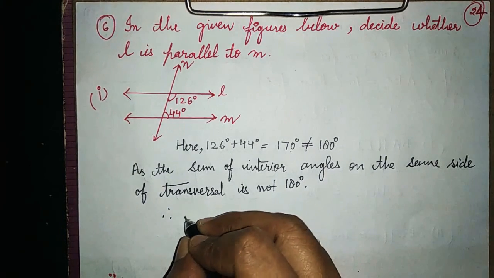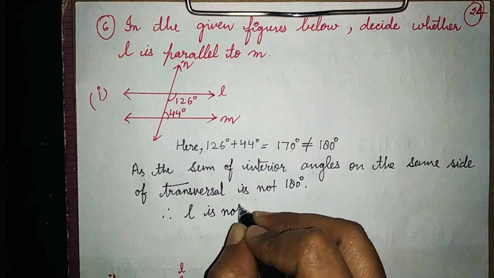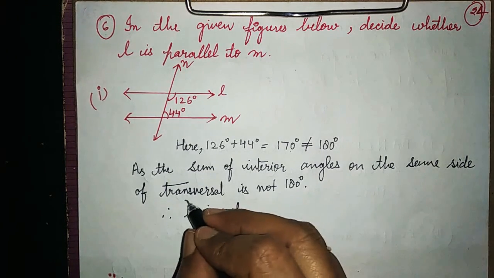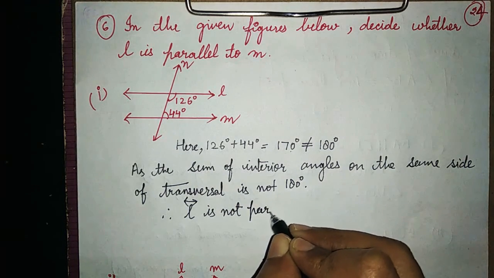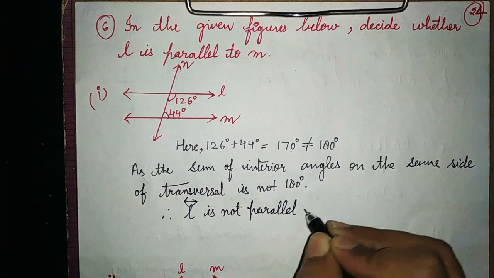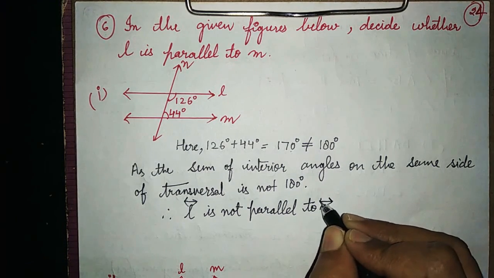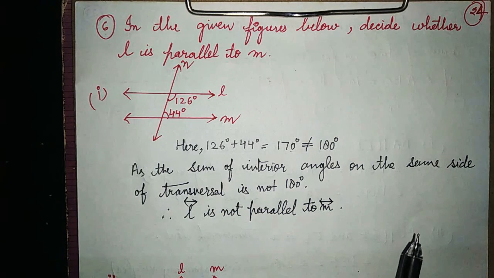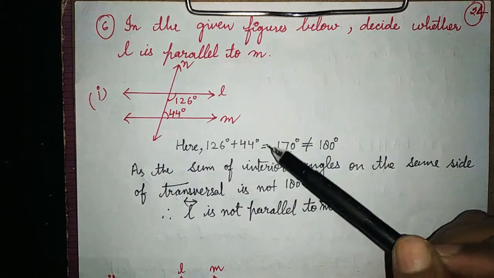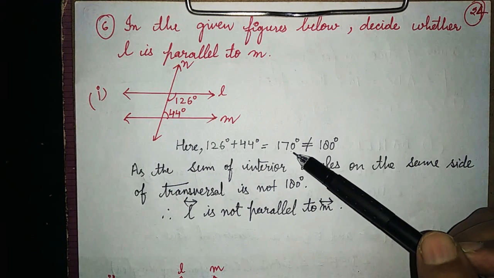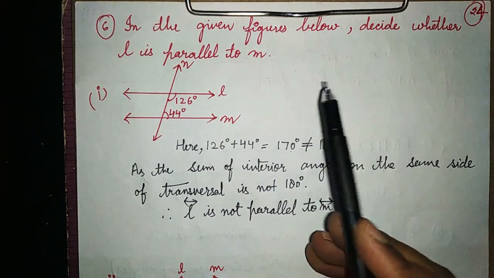Therefore, line L is not parallel to line M. I think your solution is clear. Here you have seen sum is not coming 180 degree, sum is coming 170 degree. It means line L is not parallel to line M.